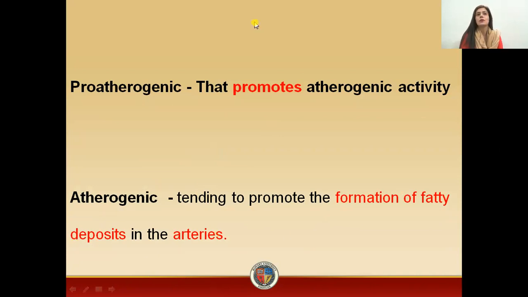So students, this was all about the difference between the chylomicron and the chylomicron remnant.